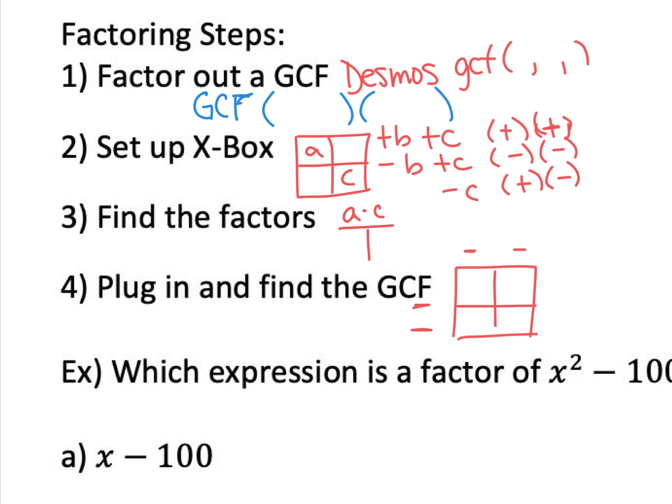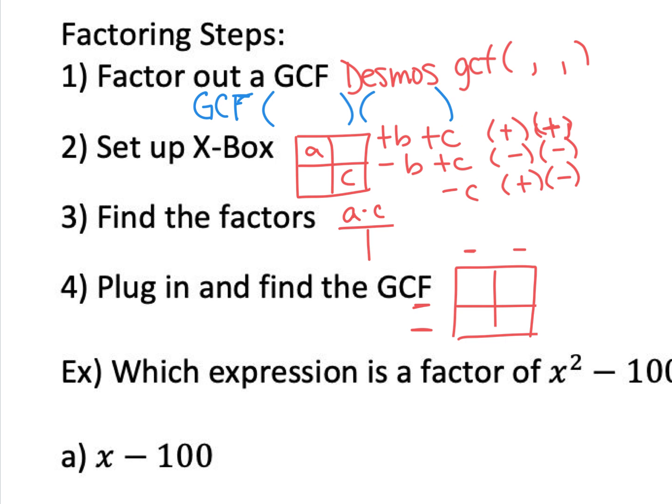This is the part some of us are messing up on, your signs. If C is positive, the signs are the same as B. So if it's a positive B, positive, positive. If B is negative, negative, negative. If C is negative, the signs are different.